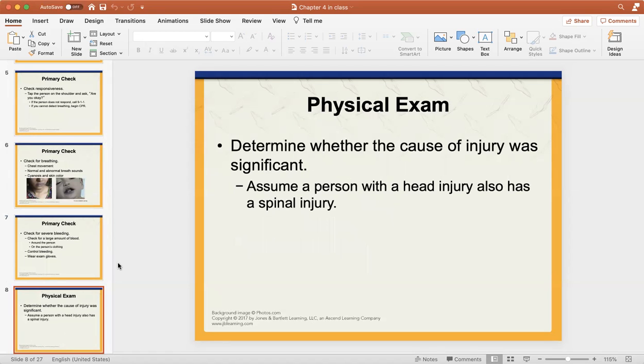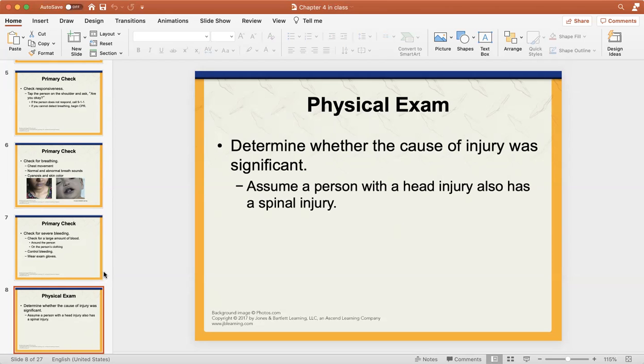Another portion of the physical exam is to determine whether the cause of injury was significant. What we mean by that is if this is a serious injury. So we have to assume a person with a head injury also has a spinal injury.